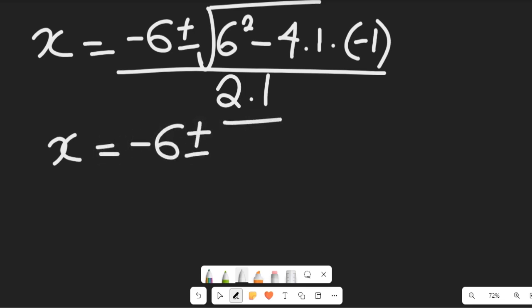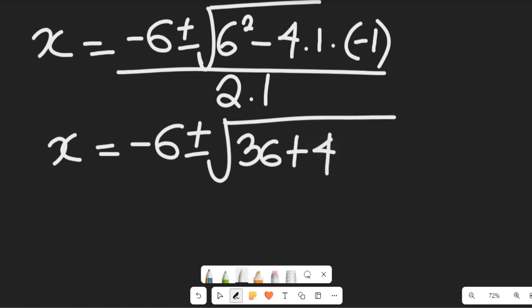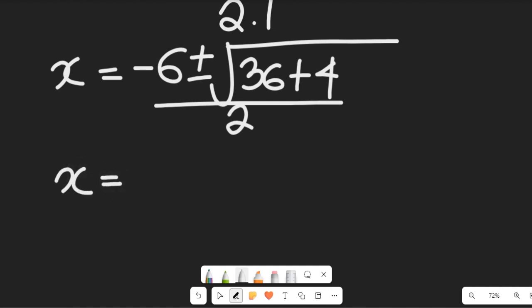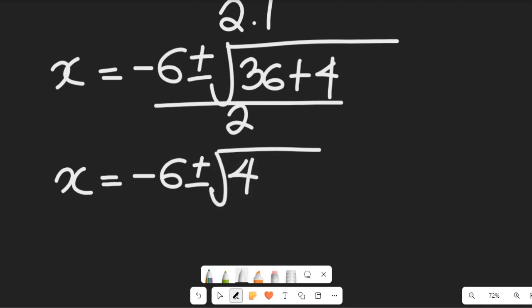So if we simplify this expression, we're going to have our x equal to negative 6 plus or minus the square root of 6 squared, which is 36, minus 4, minus times minus is going to give us plus, so 36 plus 4. And that expression is now going to give us all of these divided by 2. So we're going to have the value of our x equal to negative 6 plus or minus the square root of 40 divided by 2.